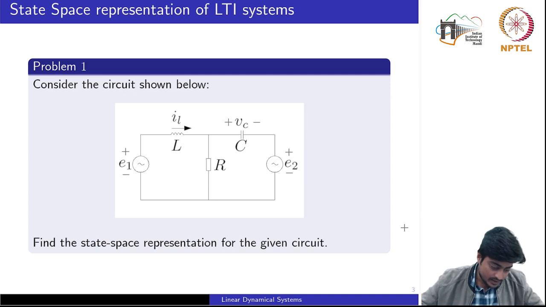The first problem is, consider this circuit shown below, where an electrical circuit is given to you containing some passive parameters, inductor, capacitor and the resistor, and there are two sources of inputs, the voltage sources E1 and E2. We need to find the state space representation for this given circuit.